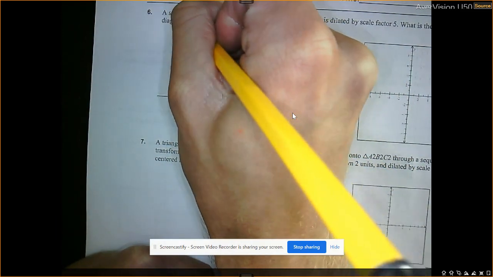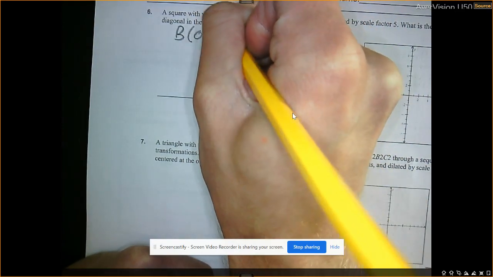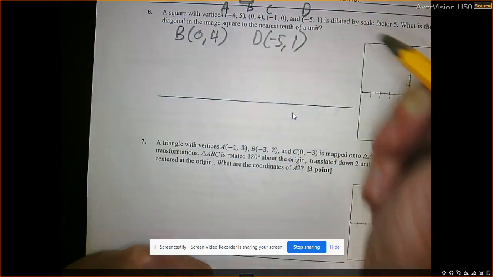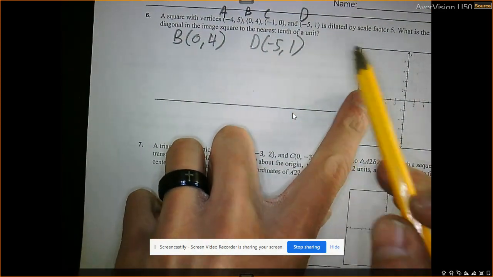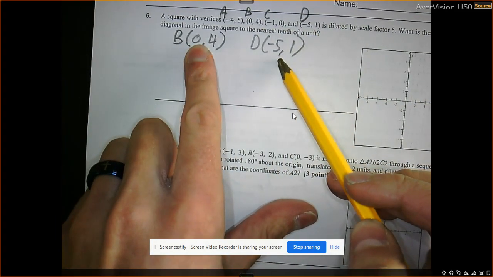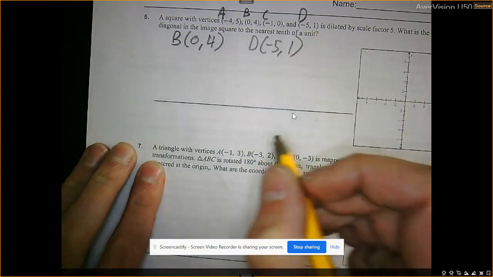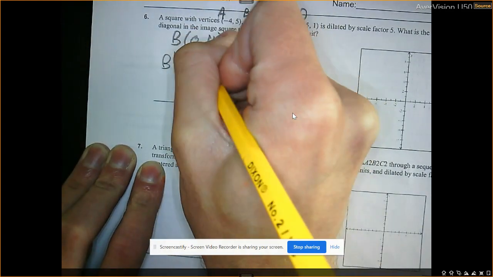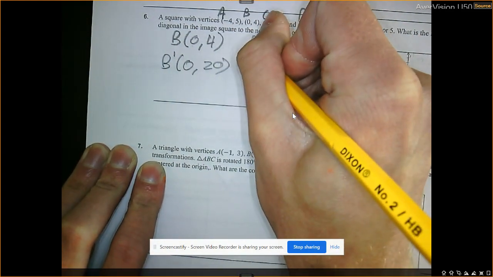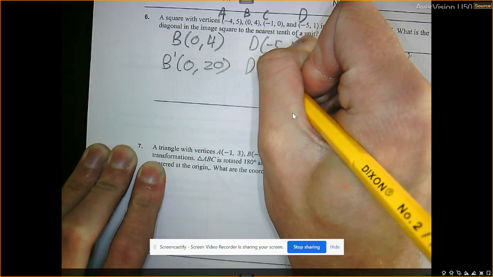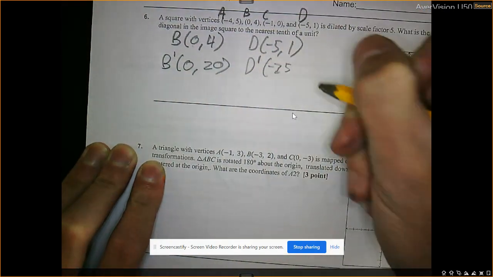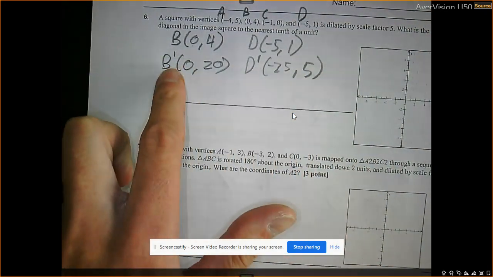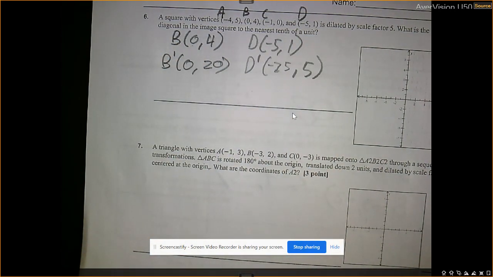And if B is at (0, 4), and D is at (-5, 1), and if you could plot these, you would see that these two are diagonal of each other. And then they're being dilated by a scale factor of 5. So B prime is going to be, well, 0 times 5 is just 0. 4 times 5 is 20. And then D prime is going to be negative 5 times 5, that's negative 25. And 1 times 5 is 5. So these are going to be my new points after the dilation occurs.